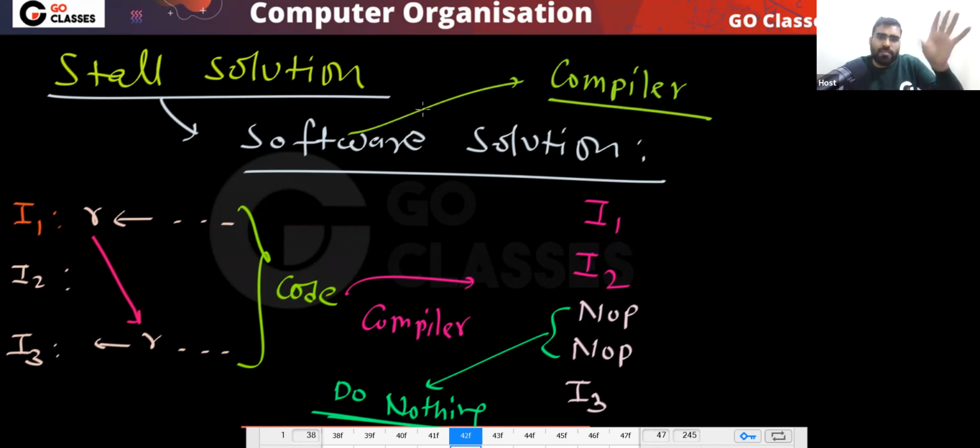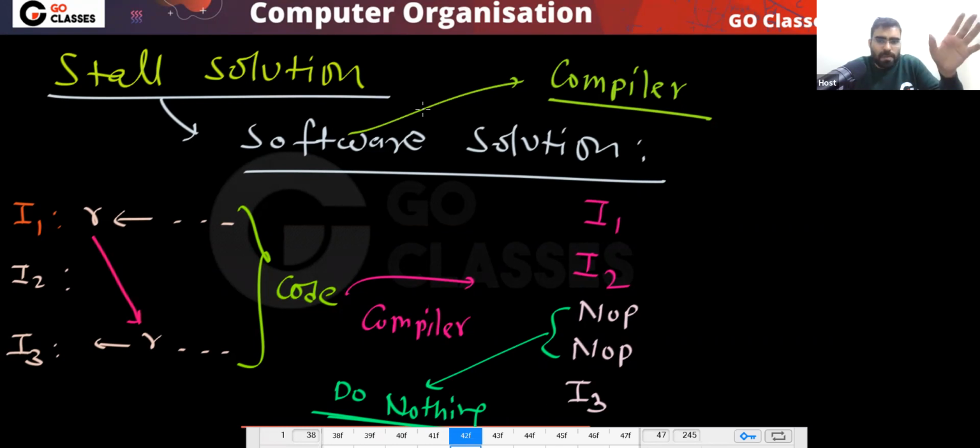Remember, the software solution and the hardware solution are both the same. In the hardware solution, the same responsibility is on the hardware. In the software solution, the same responsibility is on the compiler. So your compiler must insert 2 NOP instructions so that you get correct execution, because we were getting 2 stalls. If we were getting 1 stall, we would insert only 1 NOP instruction.